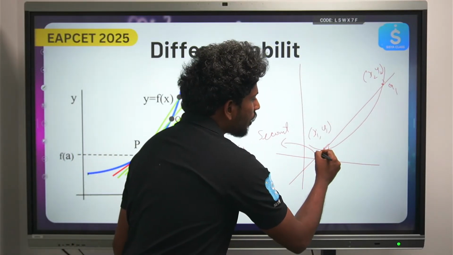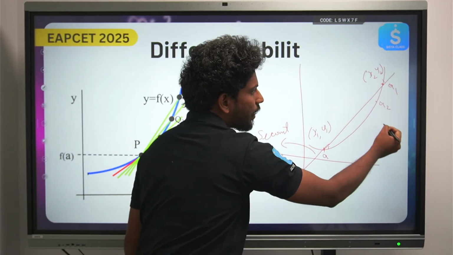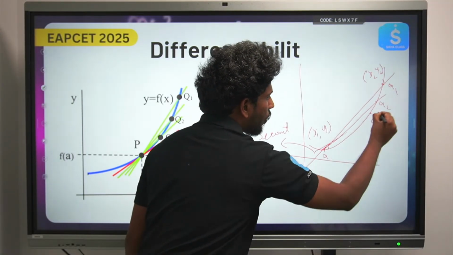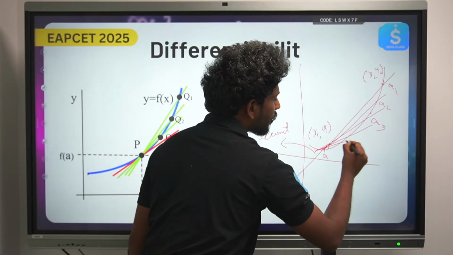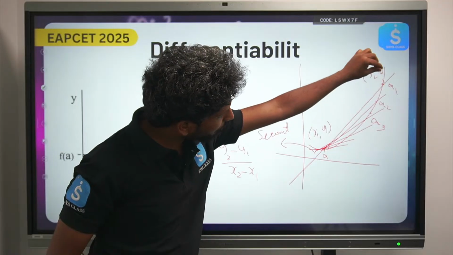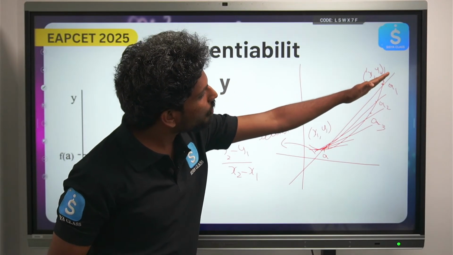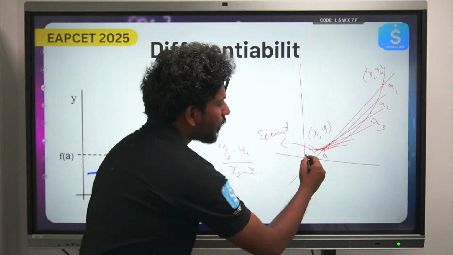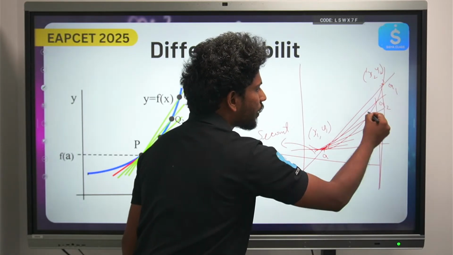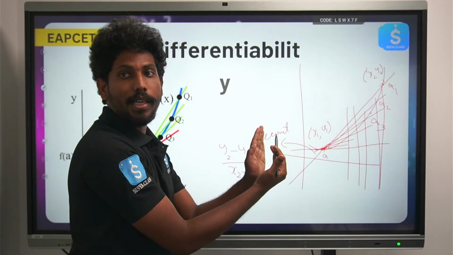Now I slowly move this point A1 to A2, and again to A3. I slowly join all these points, and as you can see, I am changing the second point. As I keep changing the second point, slowly this secant line is getting approximated to a tangent line. Over a period of time, as I keep reducing this distance, slowly this secant appears to be a tangent.